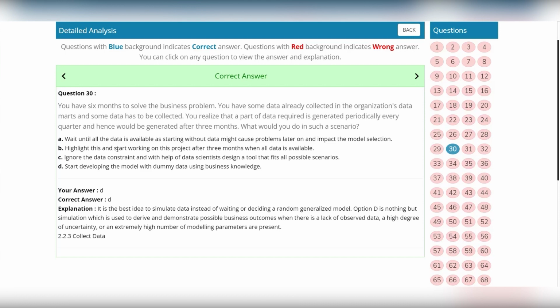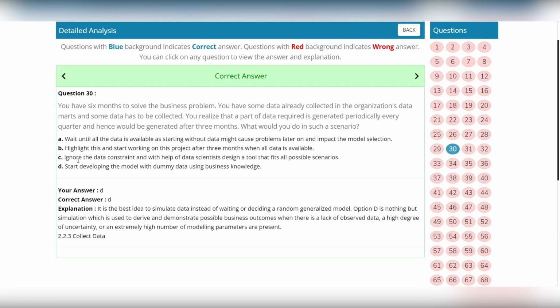Option B suggests something similar, to postpone the project, which might not be a very good idea. Again, remember to read the question. We cannot wait in this case, right? Because we just have 6 months.